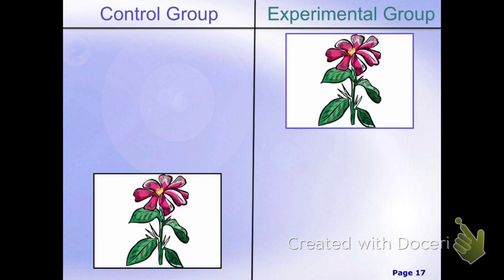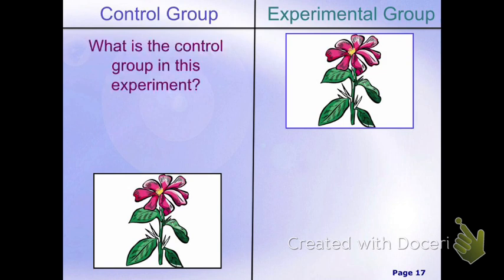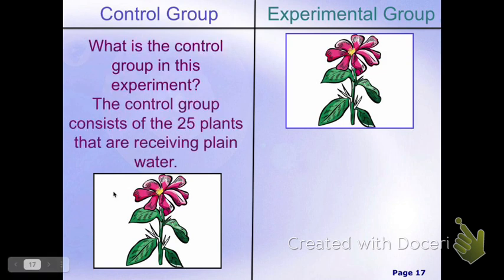Which set of those plants are part of the control group? Group 1. Okay. The control group is group 1. It's the one that receives no fertilizer. Okay, you could also write it as group 1, right? No fertilizer.